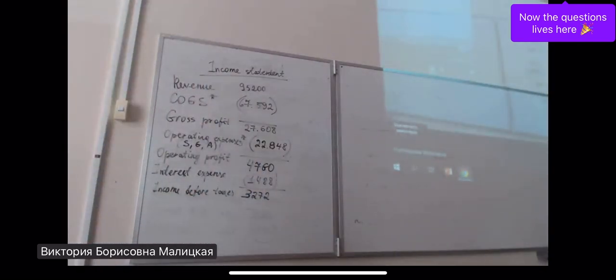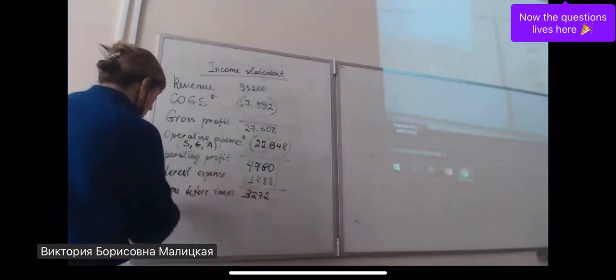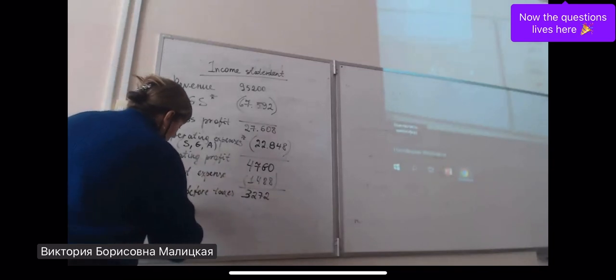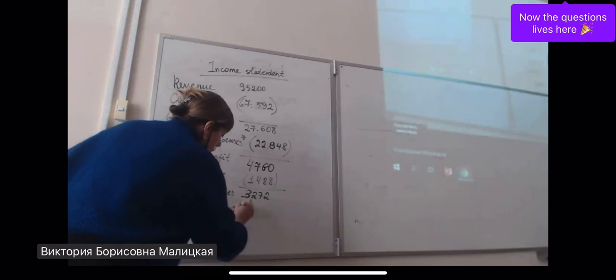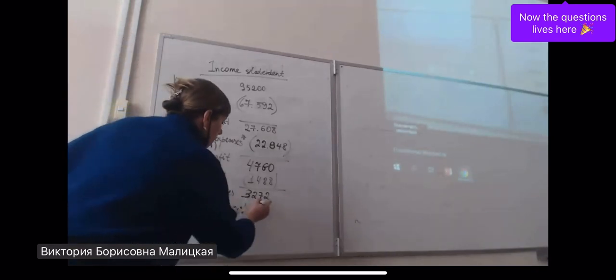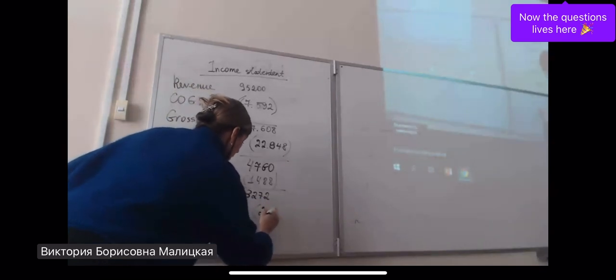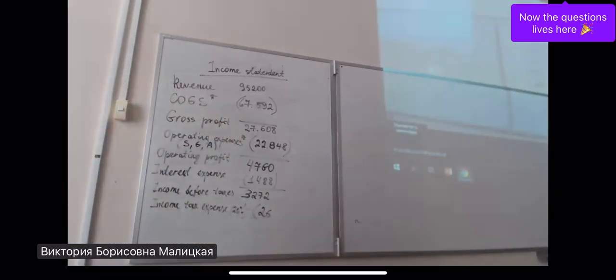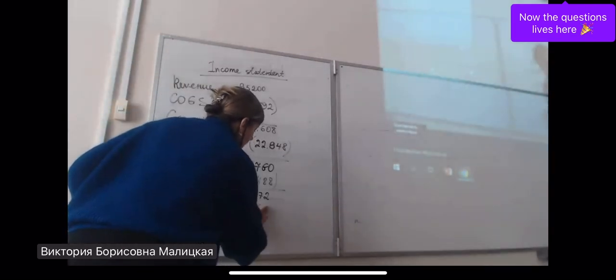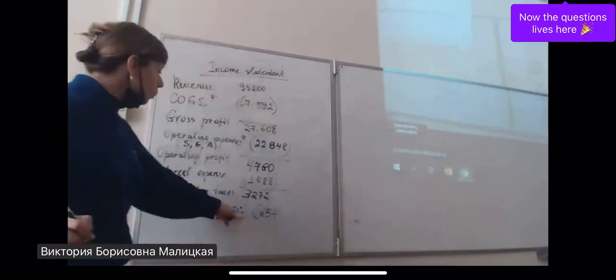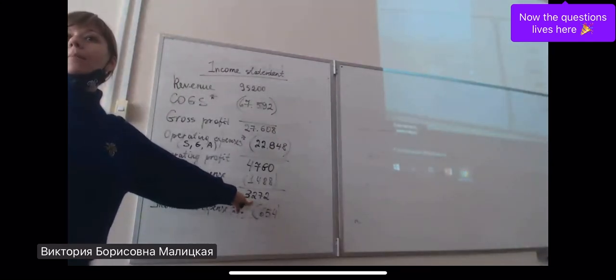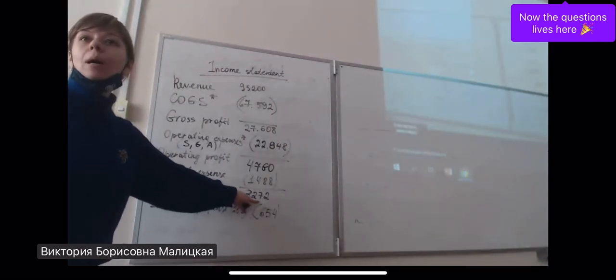And finally, income tax expense. Income tax expense, and we know that this is 20% of this amount. And how much is that? 654.4. 654. 20% of this amount, income tax. 20% of income before taxes.